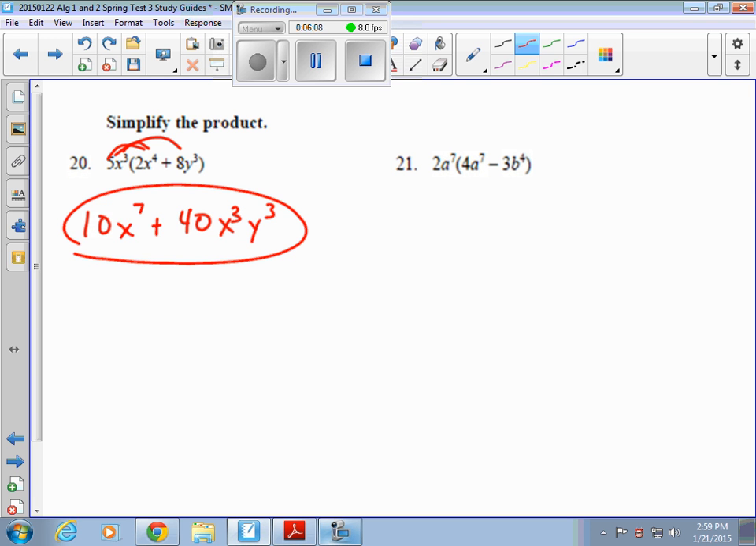Do the same thing with number 21. Distribute. 2 times 4 is 8. a to the 7th times a to the 7th, you add them. 7 plus 7 is a to the 14th. 2 times negative 3 is negative 6. Again, different bases on these. One's a, one's b. All you can do is write a to the 7th, b to the 4th.